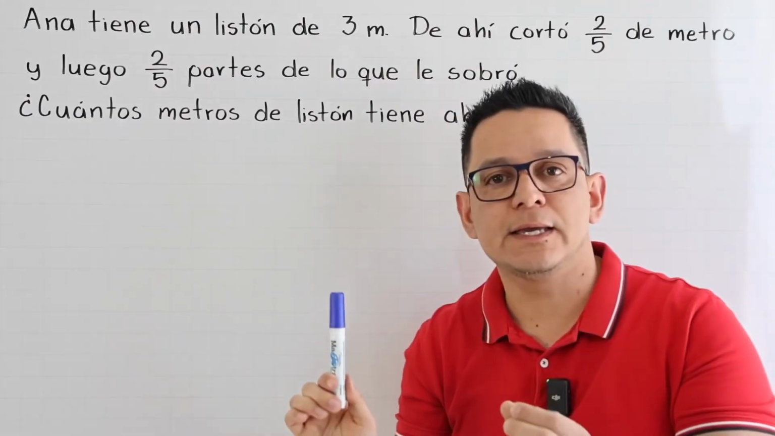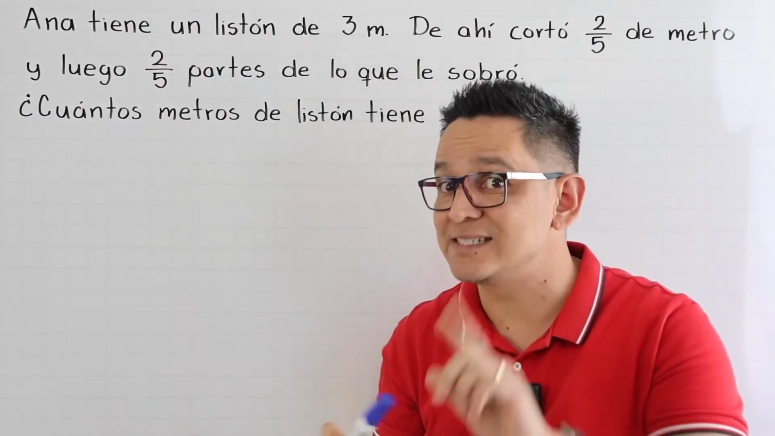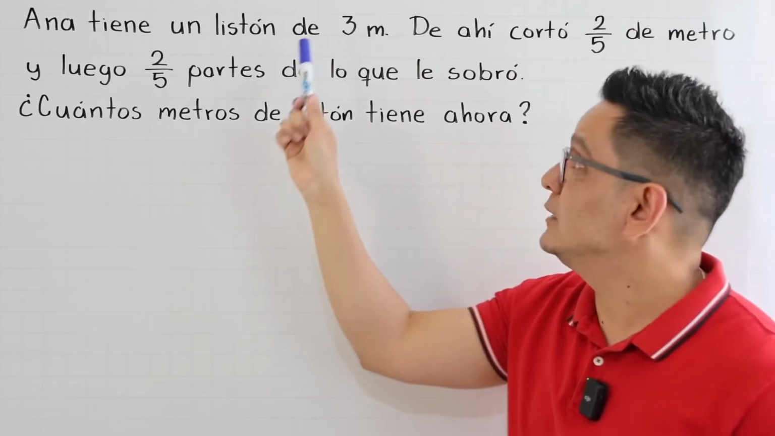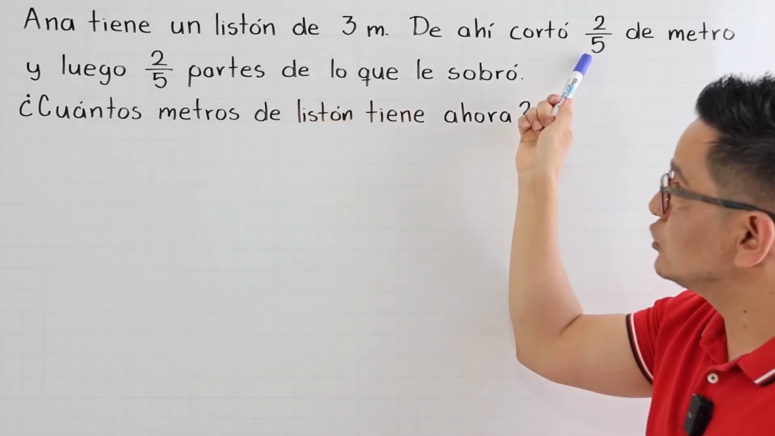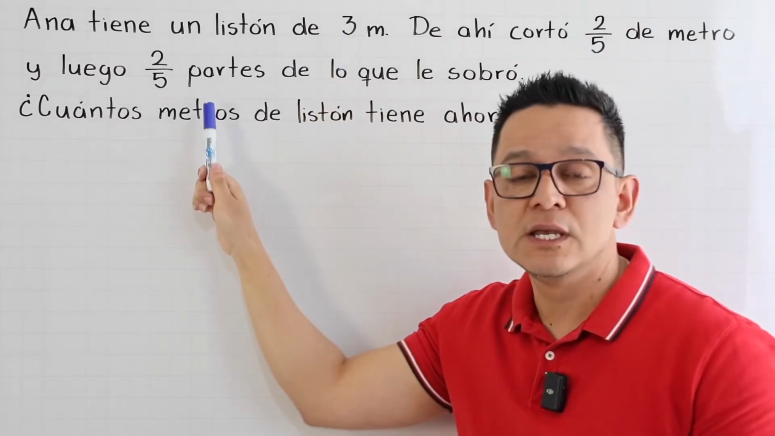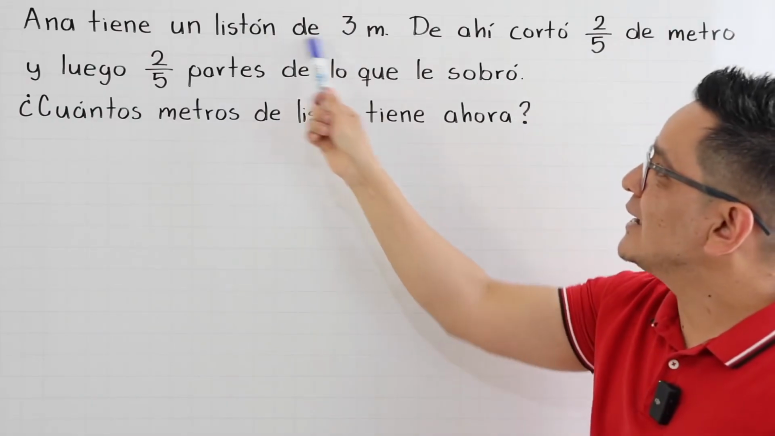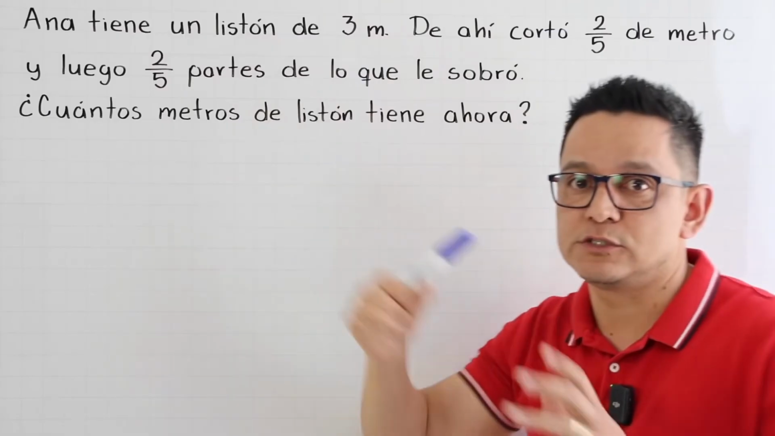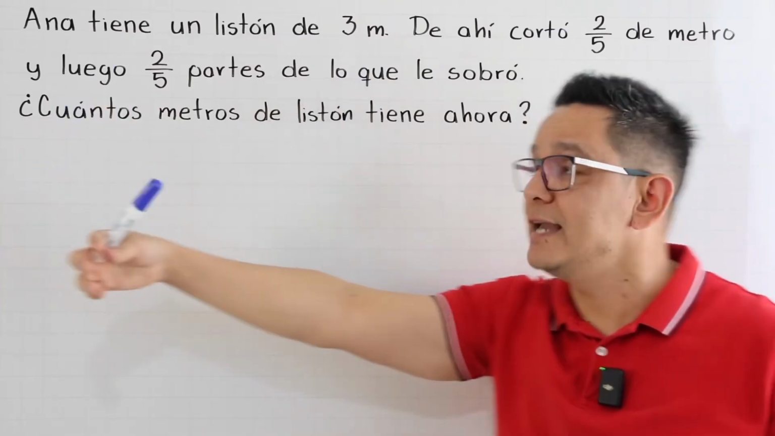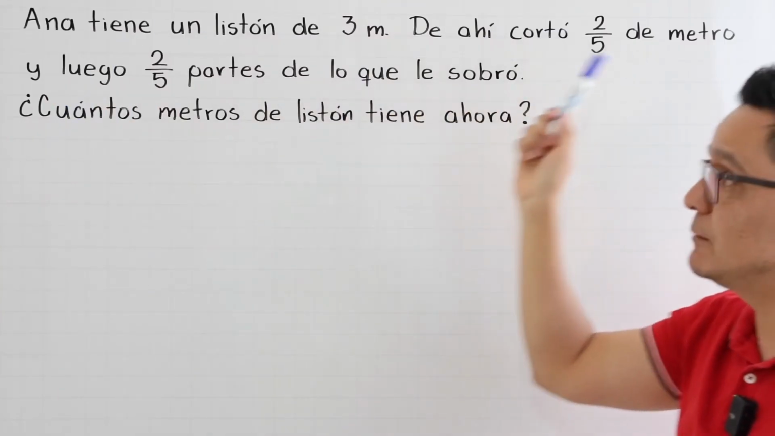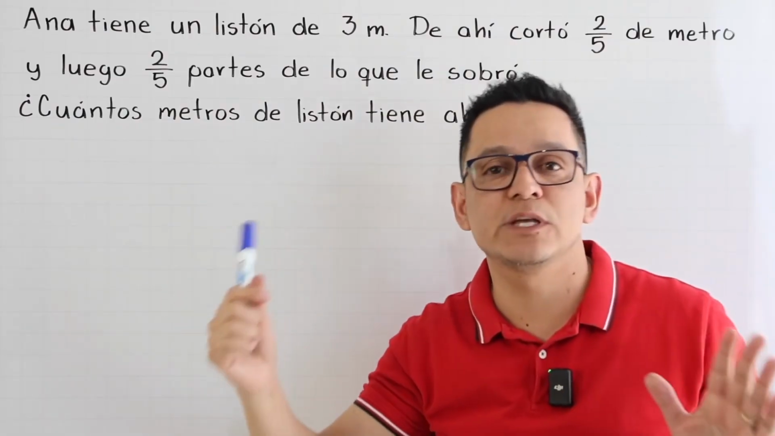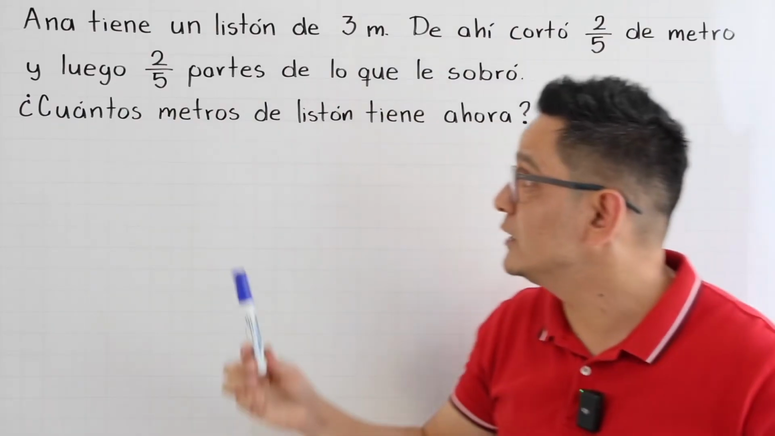There's a problem here, which is where most people get confused. What they usually do is write 3 minus 2/5 and then again minus 2/5. But that would be wrong, right? Here's why. Notice that here the units are meters. That is, it's 3 meters of ribbon. We're going to subtract 2/5 of a meter from that. You can do that direct subtraction, but you can't subtract again.